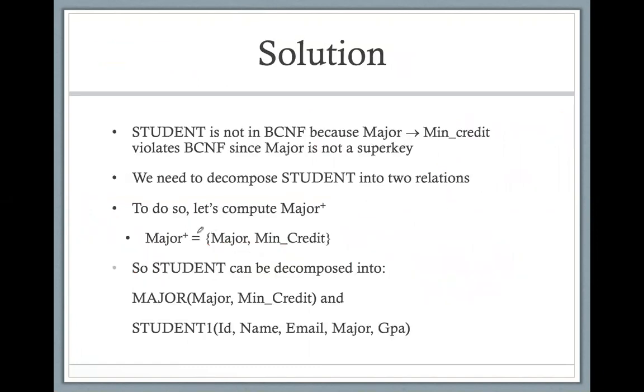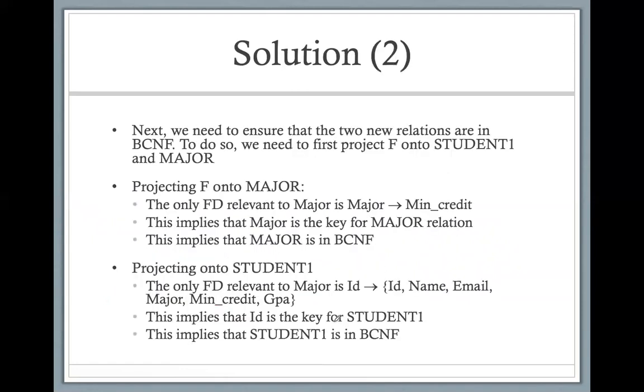So here I have major, I computed its closure, that's major and minimum credit. And then you'd have two tables. One is major, which contains major and minimum credit. The other one is student, which contains ID, name, email, major, and GPA. Okay? Good. Now we need to make sure that both of these tables are in BCNF. So I need to project the original functional dependencies on the two new tables and make sure that they are in BCNF. If they're not, I continue breaking down the tables. So let's see an example.